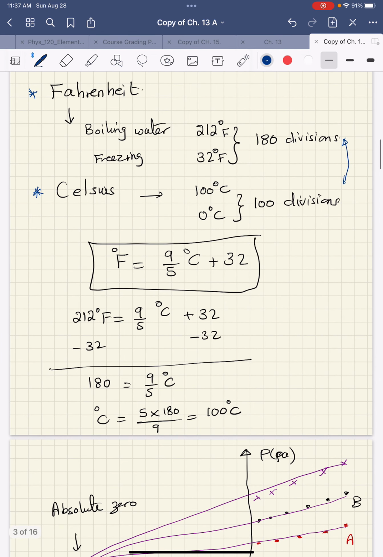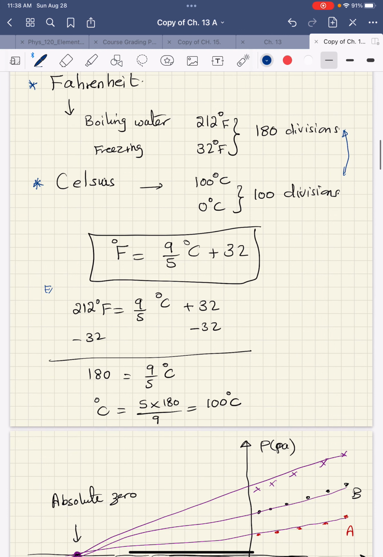In order for me to be able to convert between Fahrenheit and Celsius, I can say F equals 9 over 5 C plus 32. I provided here an example where I was able to convert to 212 Fahrenheit, and then I can convert this into Celsius, and I'm going to get 100 degrees Celsius.